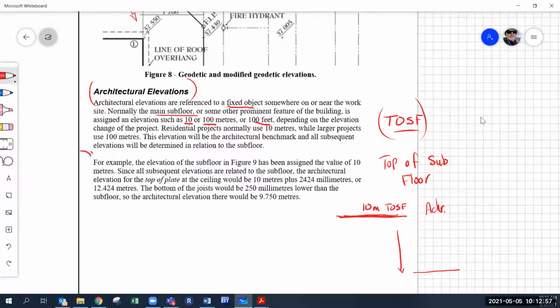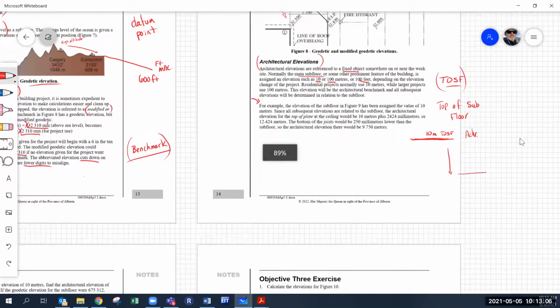So for example, it says in here, an elevation of the subfloor in figure 9, oh, we don't have figure 9 yet, has been valued at 10. Let's look at figure 9.